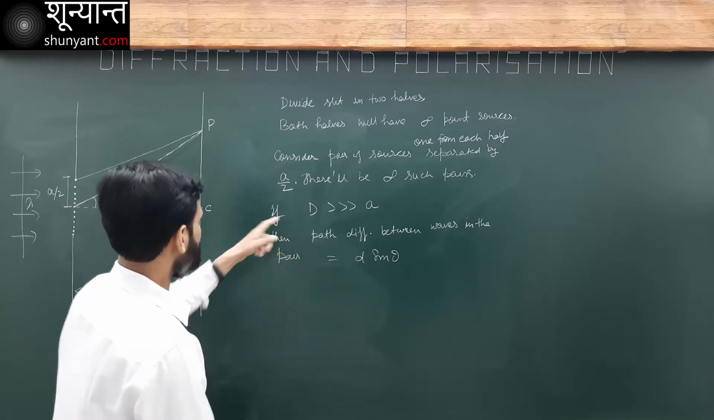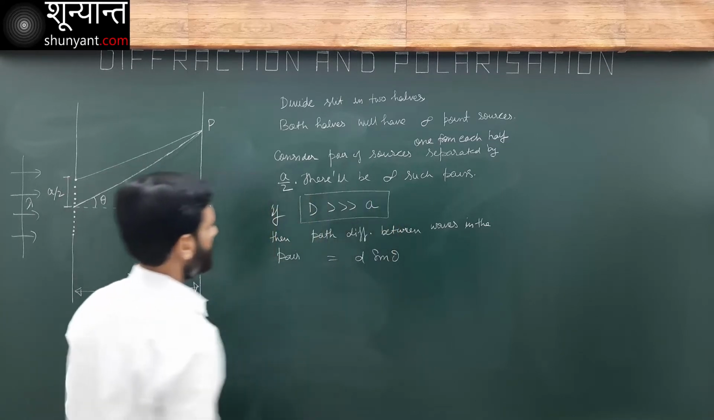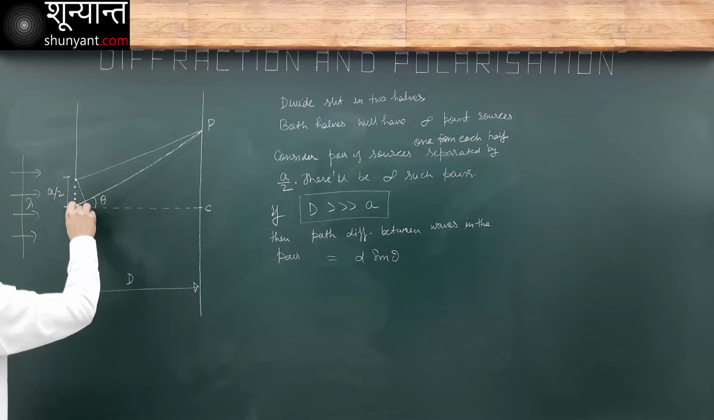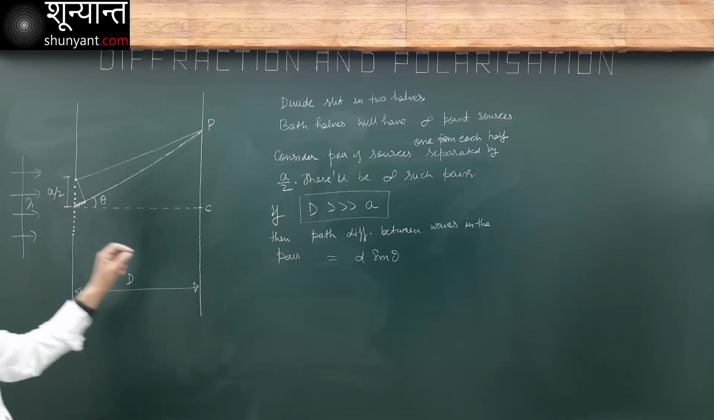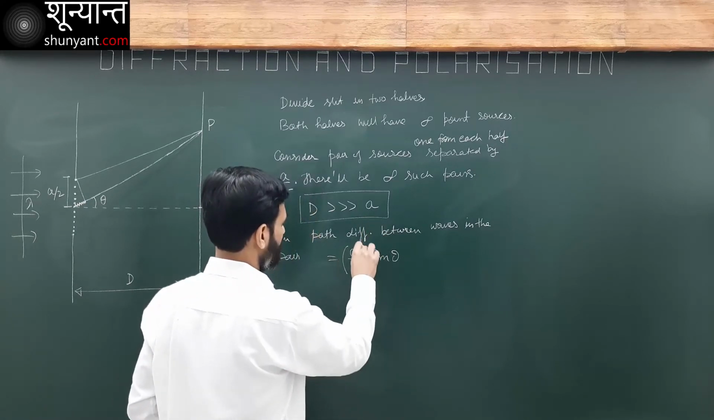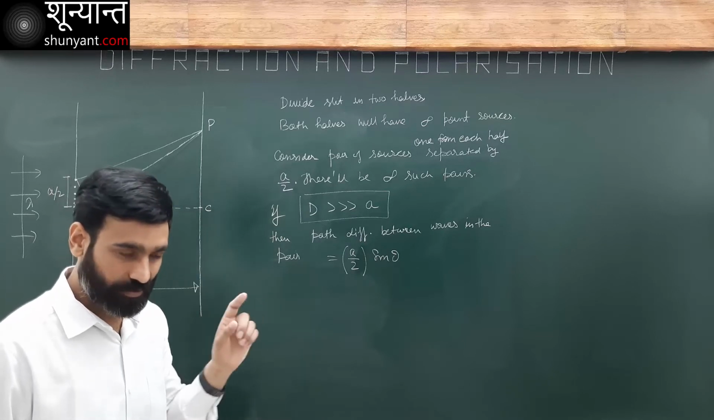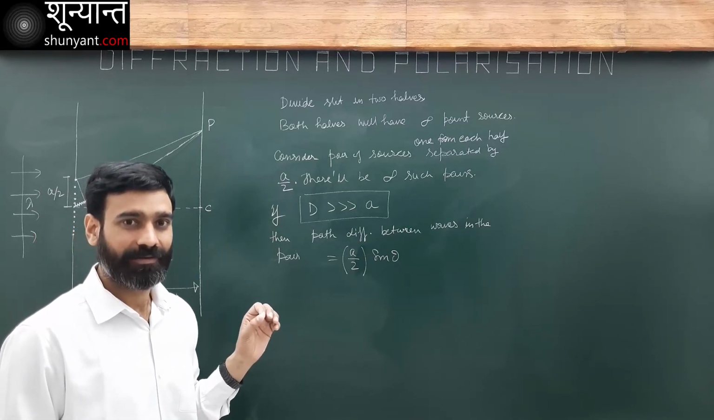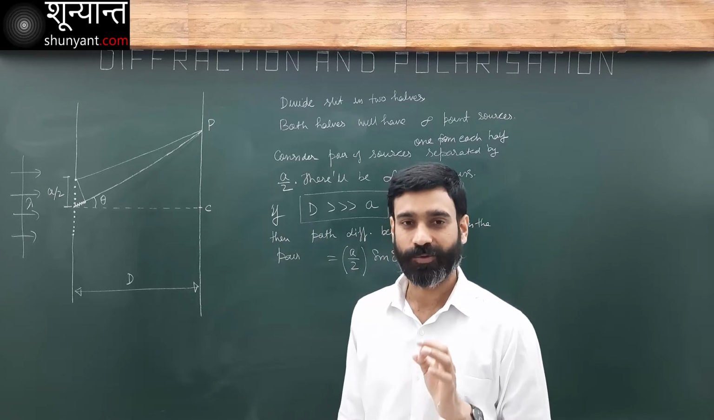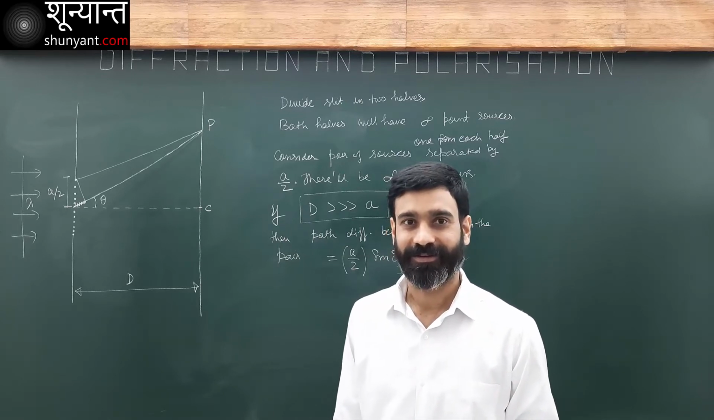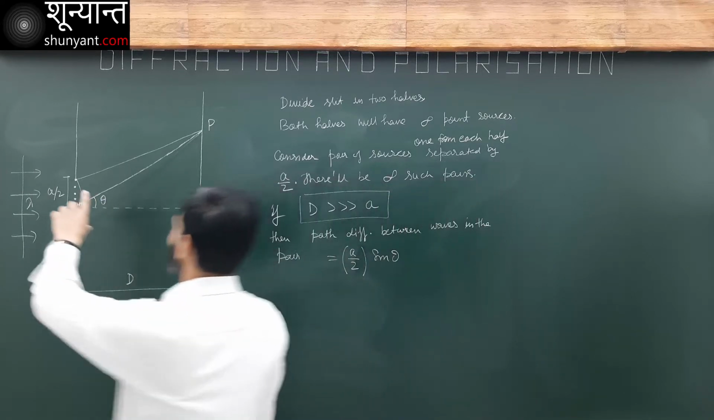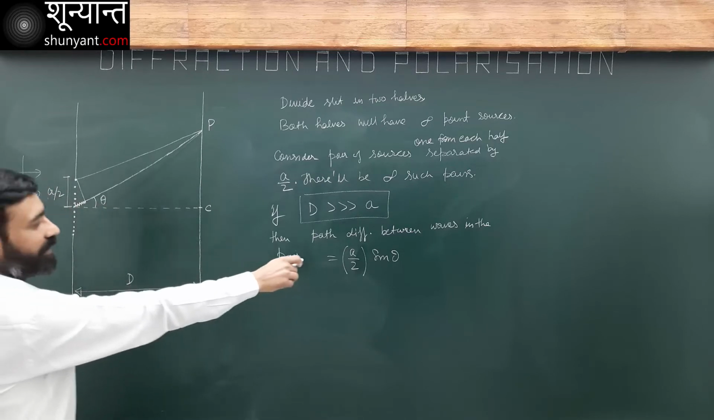Now, if D is very large compared to A, then the path difference between the waves in the pair is, not d sin theta, but a by 2 sin theta. Do you understand this? This is the result we are using directly from the previous chapter. I am not going to explain it. I said in the beginning you have to be comfortable with that chapter before doing this. Do not blame me. So this distance is a by 2, and the path difference here is going to be a by 2 sin theta.